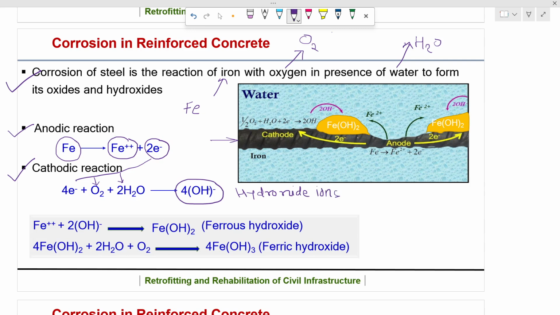Now what happens? These negatively charged hydroxide ions and these positively charged Fe++ ions, Fe++ plus 2OH minus, form a product we call ferrous hydroxide. Again, that ferrous hydroxide reacts with water and oxygen, and there is a formation of ferric hydroxide. So this is ferrous and here it is ferric hydroxide. Upon oxidation, the product formed is called rust. It is shown here with the help of a figure; the same reactions are shown here.